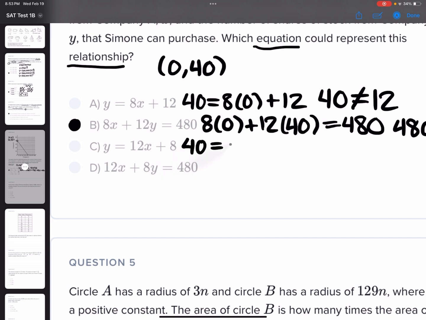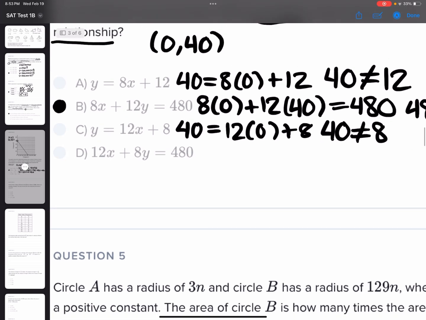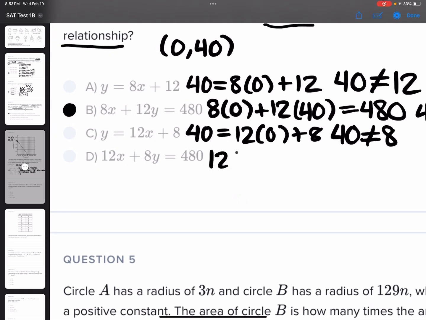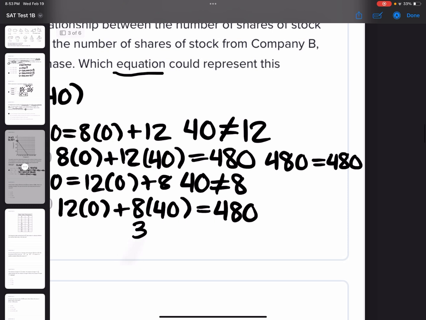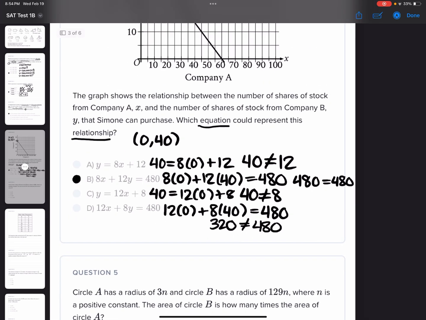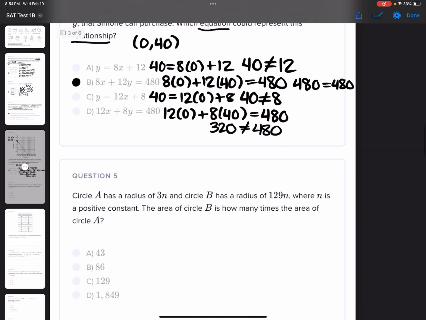Plug in y equals 12 times 0 plus 8. Once again, 40 does not equal 8. So that's not right. Next one, we can just do this one too. 12 times 0 plus 8 times 40 equals 480. It's always a good habit, if you have extra time, to check this. But the answer would be 320 equal to 480. Not mathematically correct. Therefore, that is not the answer. But obviously, B would be our answer, because 480 does equal 480. All you have to do is plug in a point on this original line.